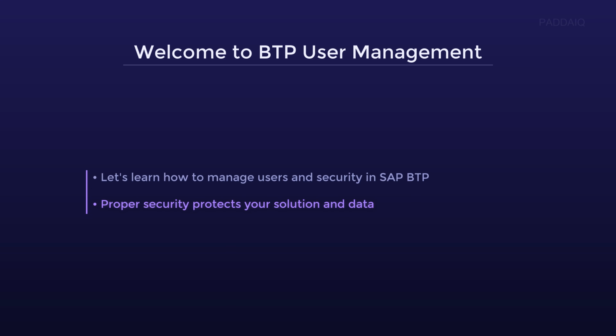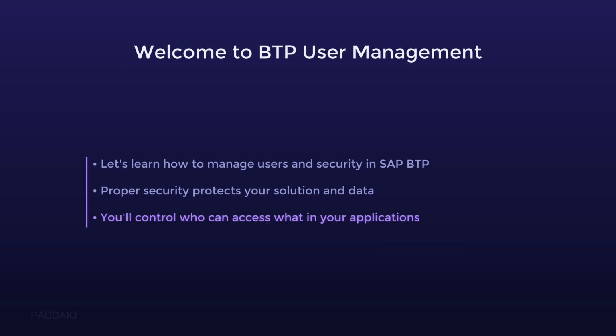Proper security protects your solution and data. This means setting up user roles and access so only authorized people can view or change your systems. For example, only HR staff should access employee salary data in your HR application. This prevents breaches and keeps your business information safe.